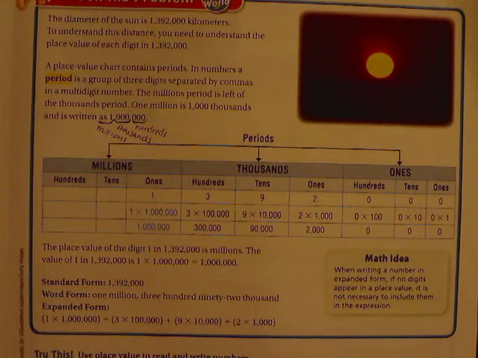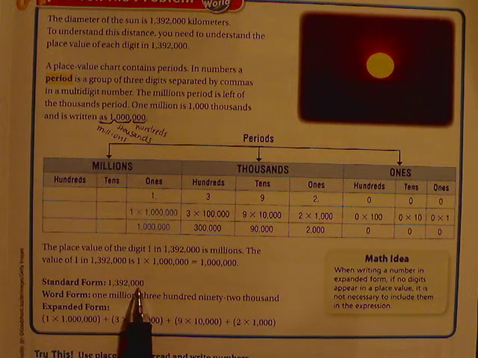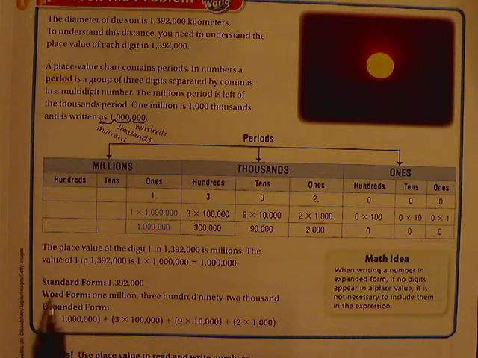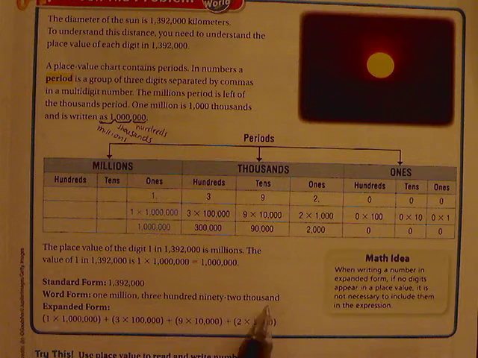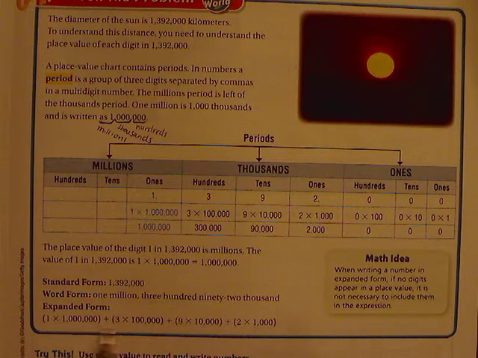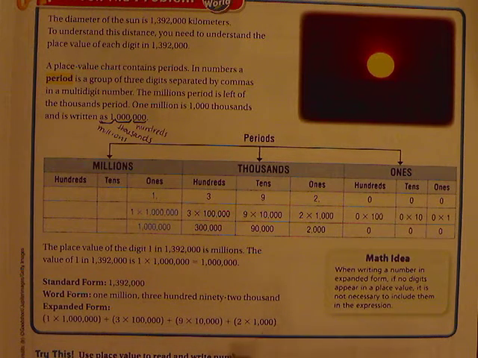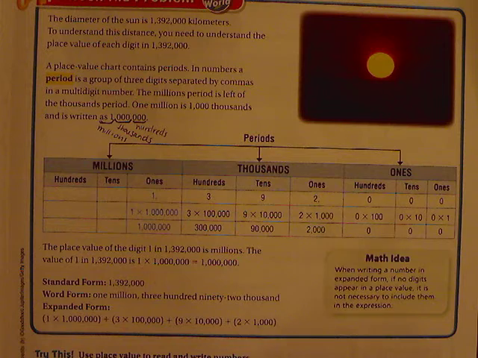And then we also learned about 3 different ways to write numbers. There's standard form, which is just writing the number out regularly like you normally see it. We have word form, where your number is written out like you would say it. And then we have expanded form, where you're writing out the value of each digit in that number. And so we're going to practice doing that with a number down below.